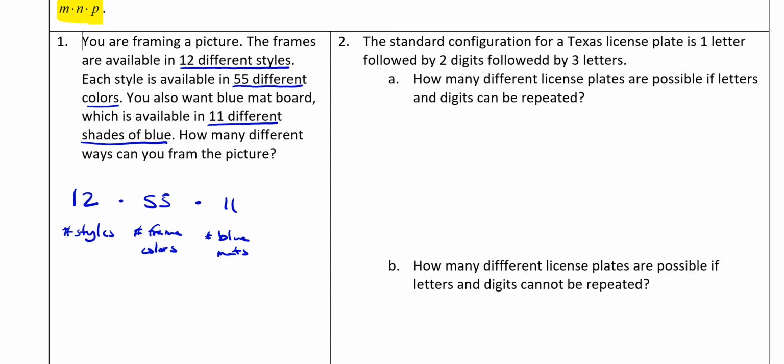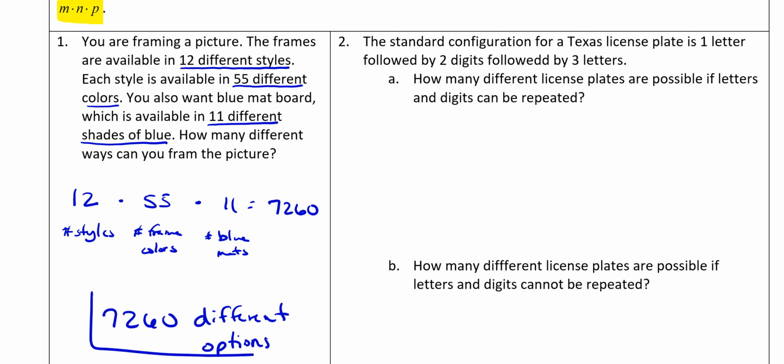This would be quite frustrating to make a diagram of. So if we multiply these 3 numbers together, we should get 7,260. But you might want to check me. Sometimes my math is a little off, you know that. So how many options? 7,260 different options. So we have quite a few different options to work with.